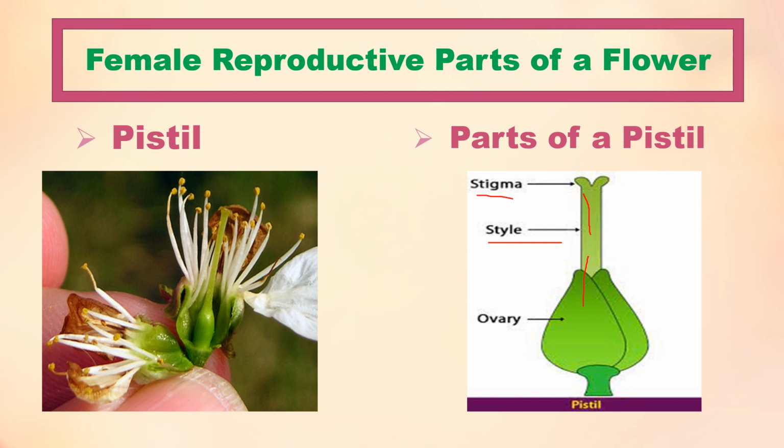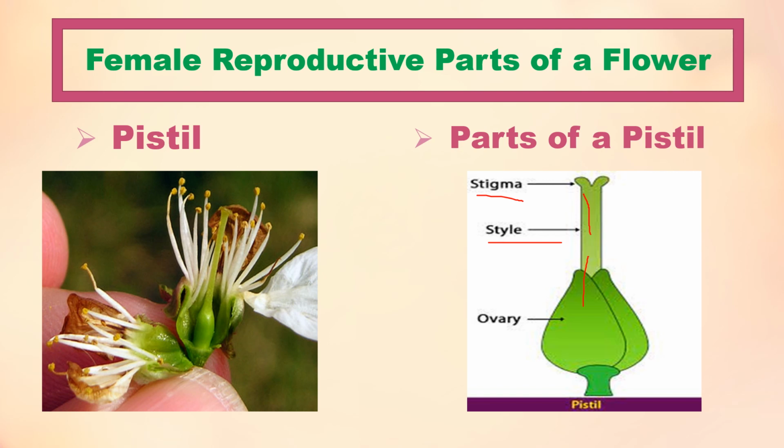Next, stigma. What is stigma? The stigma is a sticky structure at the end of the style. It receives the pollen grains. The matured stigma secretes a fluid that stimulates the pollen grains to germinate.